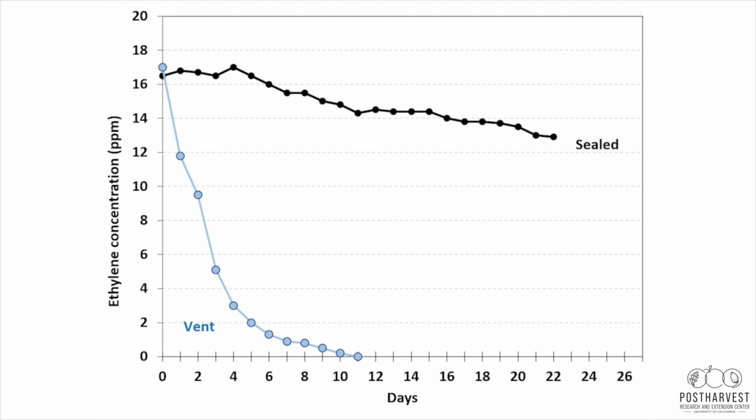That's a very interesting graph here. It's a bit old, but it's still valid. I will show you here on the X, you see the number of days of storage, and on the Y, you see the ethylene concentration in parts per million. So that's where they stored the product, and then when they just sealed the container, the ethylene amount remained pretty high. And when they vented, it went down to 0 in about 11 days.